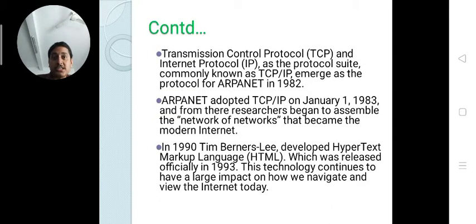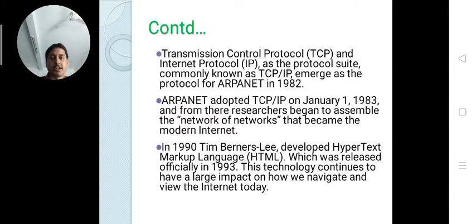The main protocols, TCP and IP, Transmission Control Protocol and Internet Protocol, were invented in 1982. They emerged as the protocol for ARPANET in 1982. ARPANET adopted these two protocols on 1 January 1983, and then the concept of a network of networks became possible, because this is the common protocol, TCP/IP.